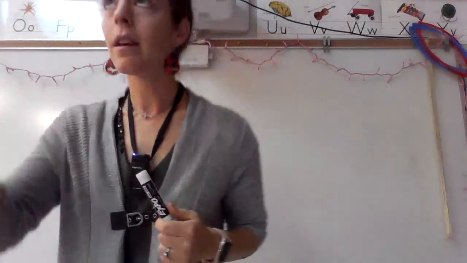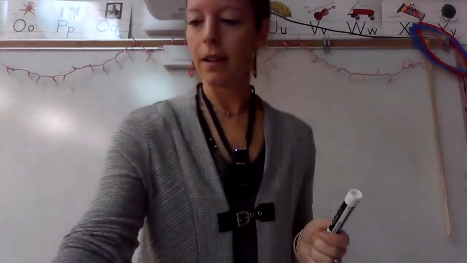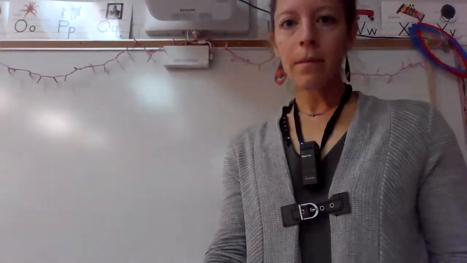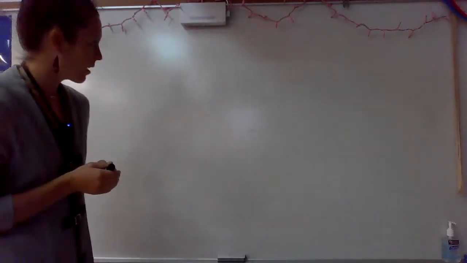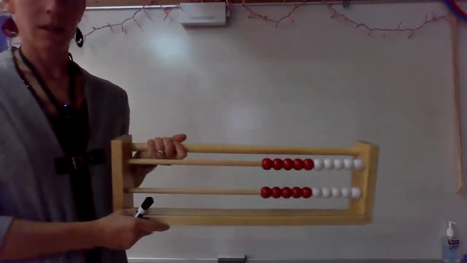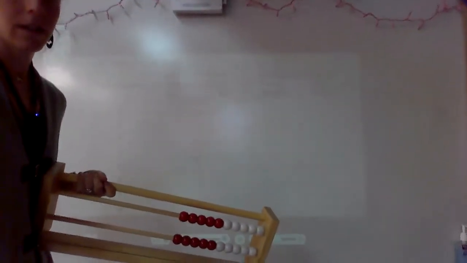Now, turn on my smart board here. And in just a second, you'll see my even and odd chart pop up on the screen. And we're going to be working with our number rack, bead rack. I'll use the big one so you can see it a little easier. I'll stand over here.